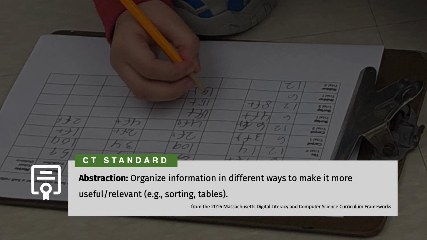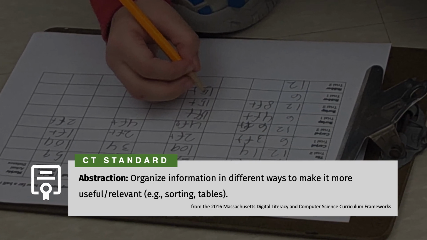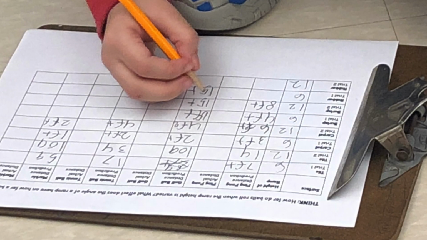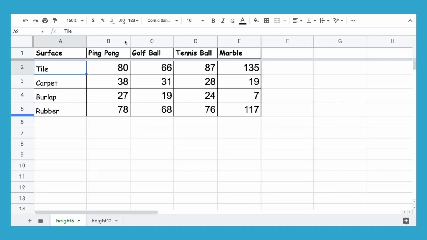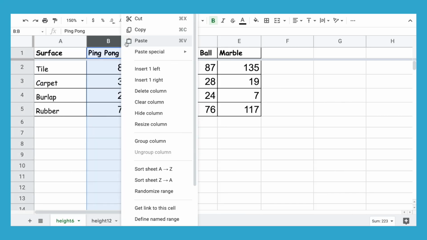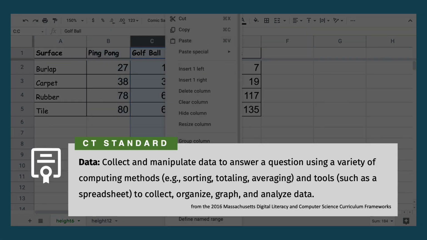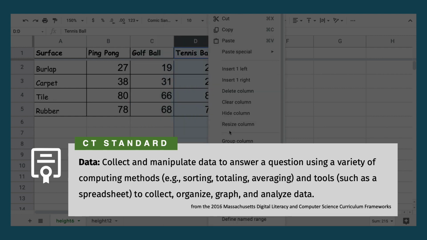For instance, one of the DLCS standards in the CT strand calls for students to organize information in different ways to make it more useful or relevant, such as organizing in tables and sorting to show patterns. Students sort and analyze the data to see which ball goes furthest on a particular surface. Having students manipulate the data, especially if they can use digital tools such as a spreadsheet program, directly supports a grade 3 to 5 computational thinking standard about data.